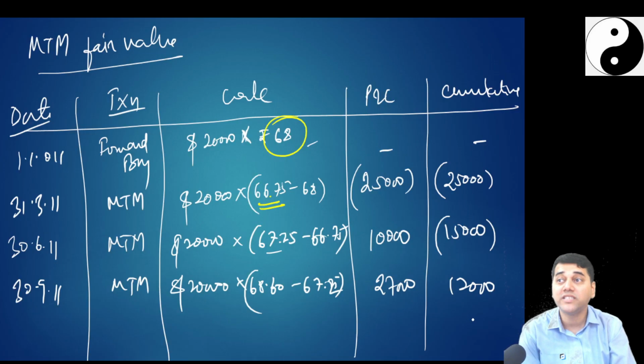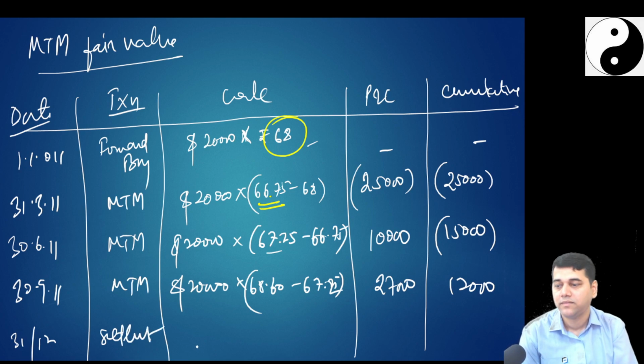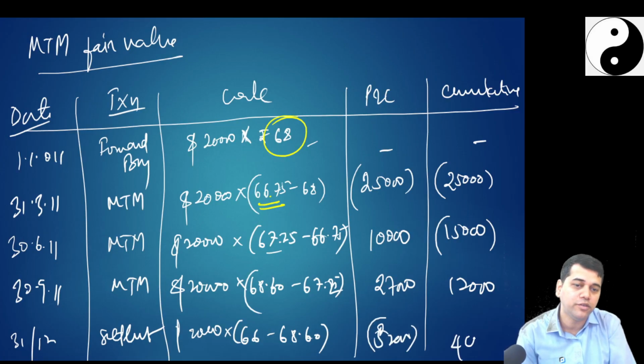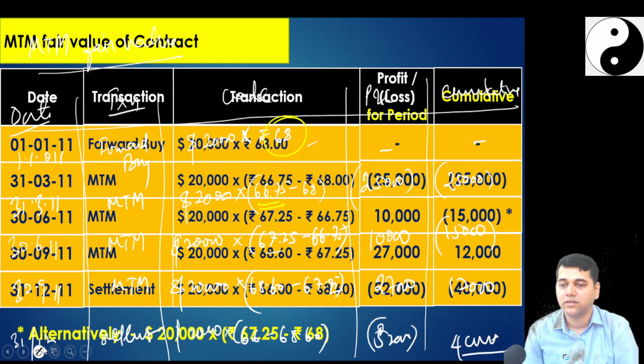Now this time you are genuinely happy, because it has recovered all your cumulative losses and you are sitting on a profit. And now comes 31st December settlement. Now are you happy or sad in the last quarter? 66 minus 68.60. You are sad for 52,000. So cumulatively you are sad for 40,000. This is your value.